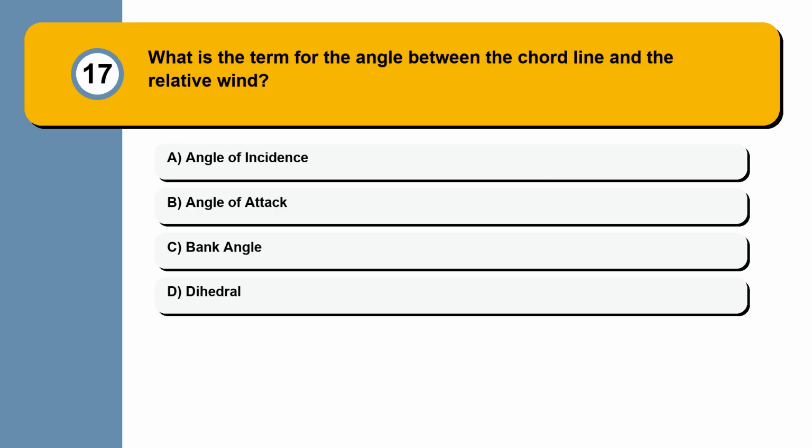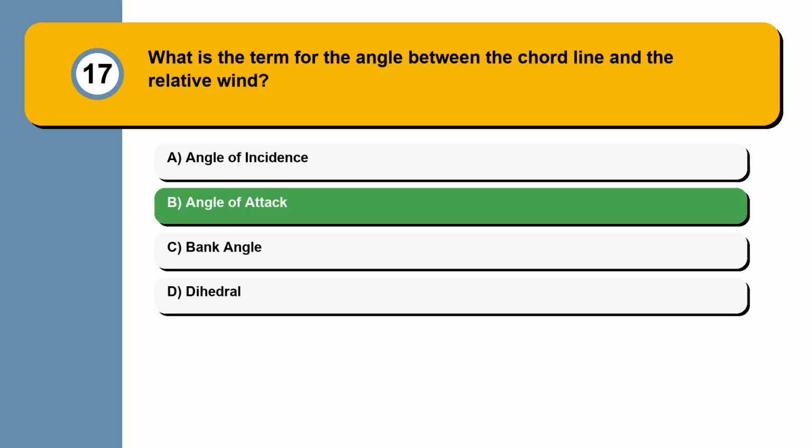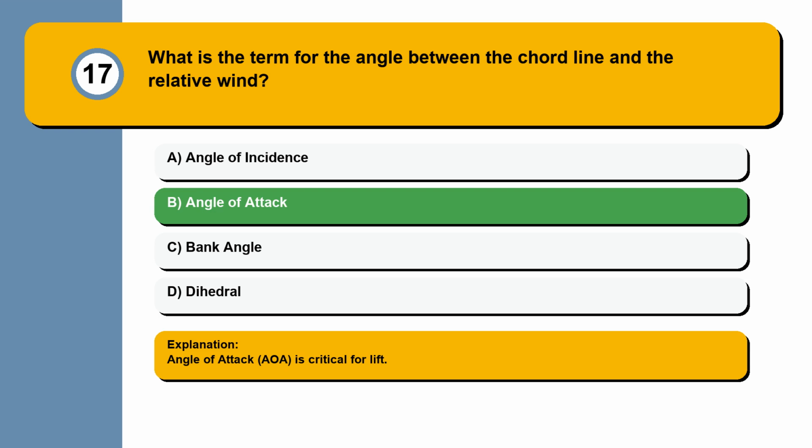Question 17. What is the term for the angle between the chord line and the relative wind? Angle of incidence, angle of attack, bank angle, dihedral. Angle of attack, AOA, is critical for lift.